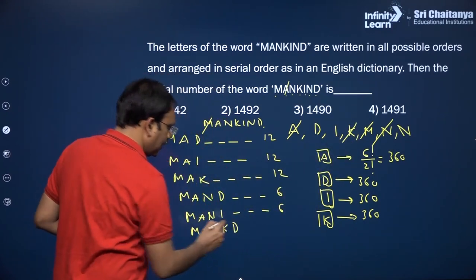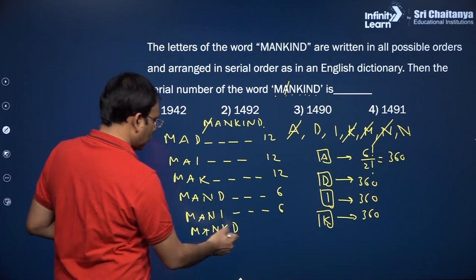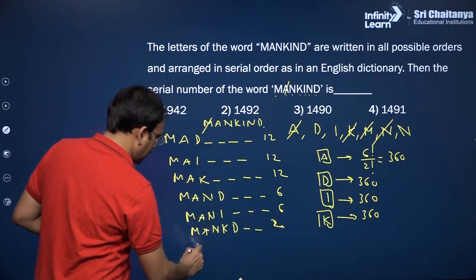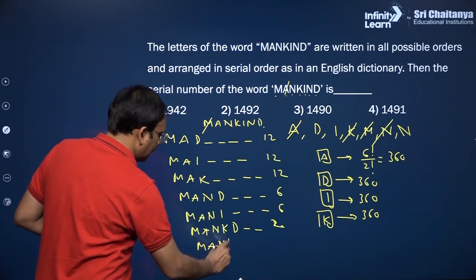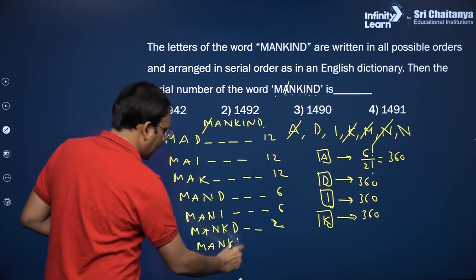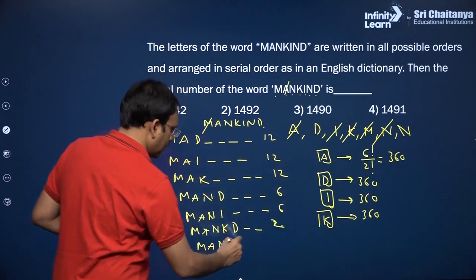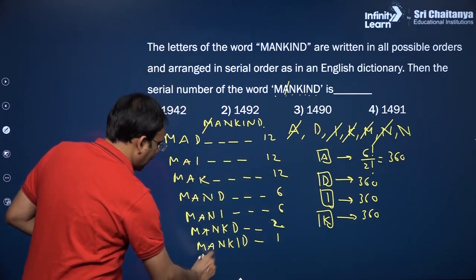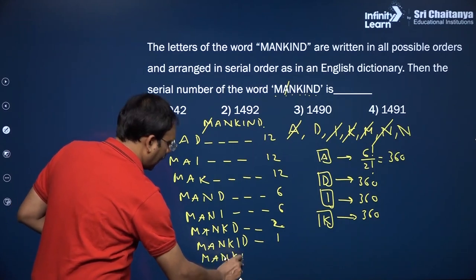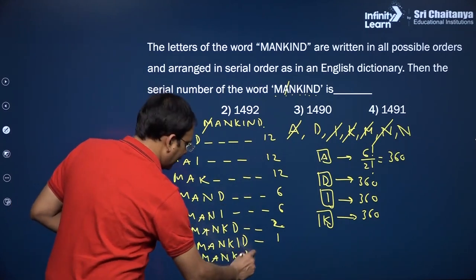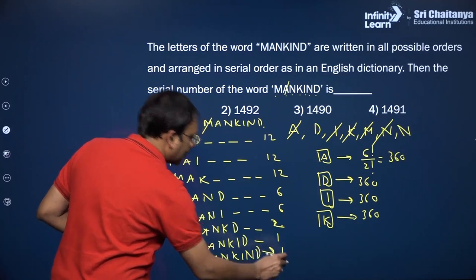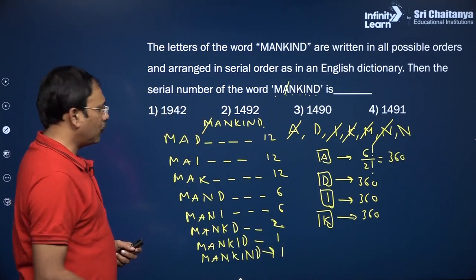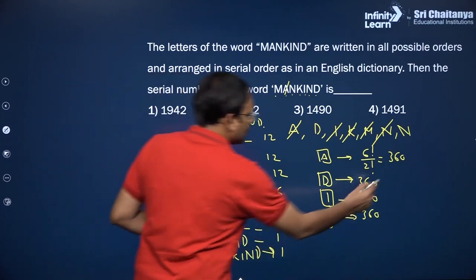Then MANKD, so I don't want, so 2 are left, so 2 factorial, 2. Then MANK, after D, KI, I want. MANKID, I don't want, so 1 factorial. The last will be MANKI, then left out one ND. So its rank means you have to take this also into consideration. So you need to add all these, my dear friends.